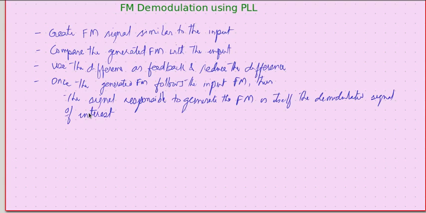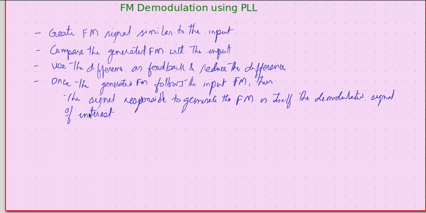Hi friends, welcome back. Now let us see how FM can be demodulated using the phase locked loop, a special circuit which has a feedback, and in the feedback there is a voltage controlled oscillator which is equivalent to an FM generator.